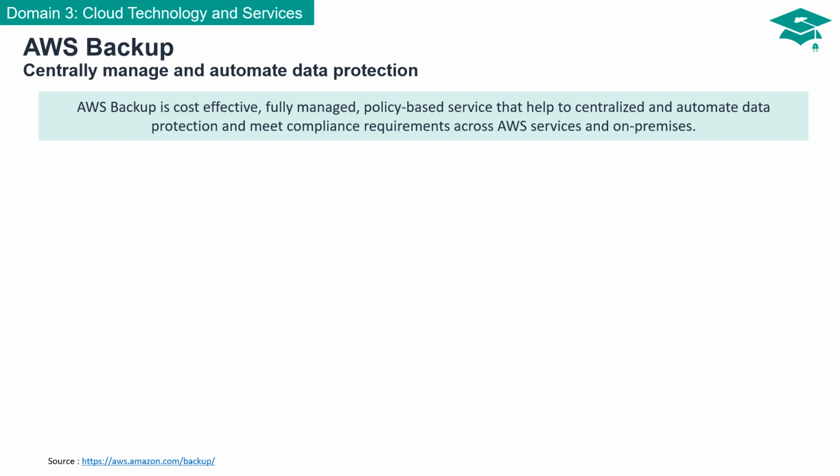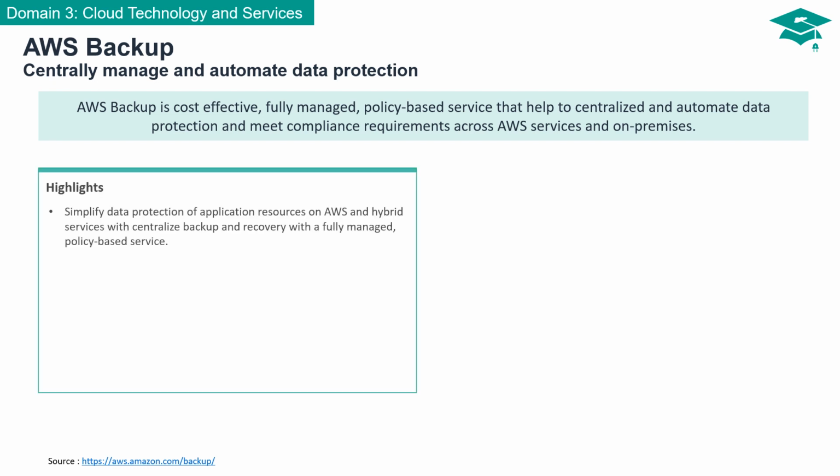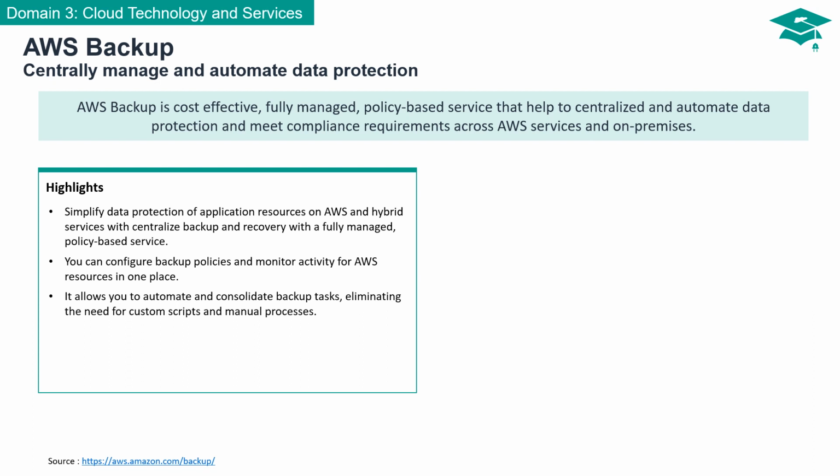AWS Backup is a fully managed, policy-based service that provides centralized management and automation for data protection. Key highlights. This service brings simplicity to data protection, covering AWS and hybrid services. Imagine centralizing backup and recovery, all fully managed and policy-based. Now, let's talk about the power you gain. Configure backup policies and monitor activity for all your AWS resources in one place. Say goodbye to custom scripts and manual processes.